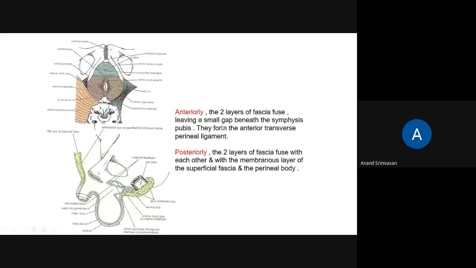All right, so this is just the same thing which I was telling about. Anteriorly the two layers of the fascia fuse, and there is a small gap beneath the symphysis pubis here, and they form the anterior transverse perineal ligament, and this is the posterior transverse perineal ligament. The two layers fuse with each other, and the membranous layer of the superficial fascia, and here the perineal body is also present. So the anterior layer, the posterior part of the deep perineal pouch, the boundaries of it.